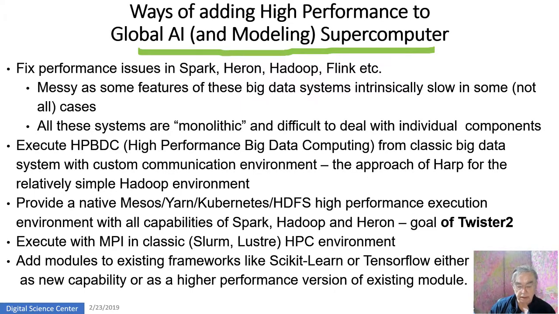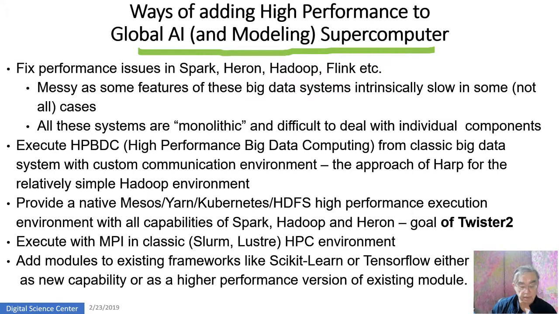Another possibility is to actually just go back to HPC, just do everything with MPI, classic Slurm, the scheduler, Lustre, the shared file system, HPC cluster. That has the disadvantage that it loses all the capabilities that have been built into the big data systems.